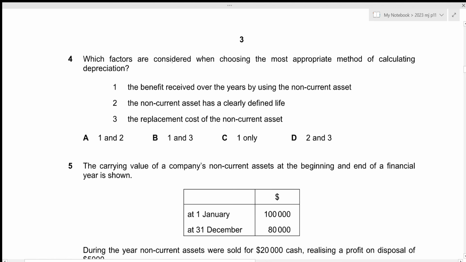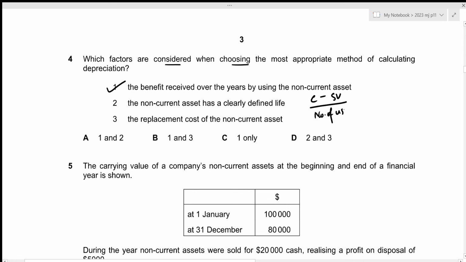Which factors are considered when choosing the most appropriate method of calculating depreciation? The first one is benefit received over the years by using the non-current asset. That is true because essentially we're applying matching concept for depreciation, which means that we need to charge the exact same amount as part of our depreciation as the amount that we have generated as revenue by using those non-current assets. So that's definitely true. The second one is non-current asset has a clearly defined life. So remember that we calculate depreciation as cost minus our scrap value divided by the number of useful life.